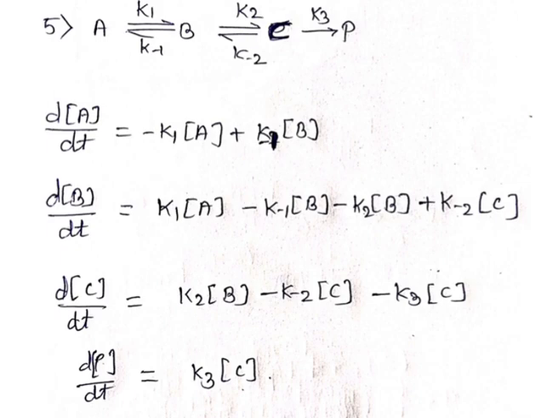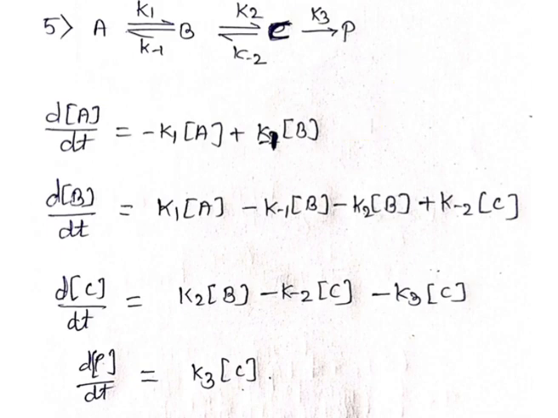So dA by dt is equal to, initially A is going to decrease to form B. So minus K1 into concentration of A. This is the first step, plus with K-1 rate A is going to form from B. So this is our first equation.